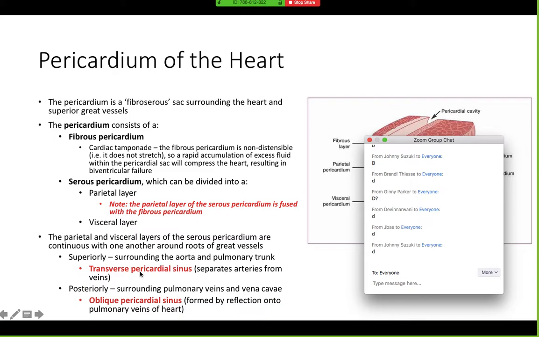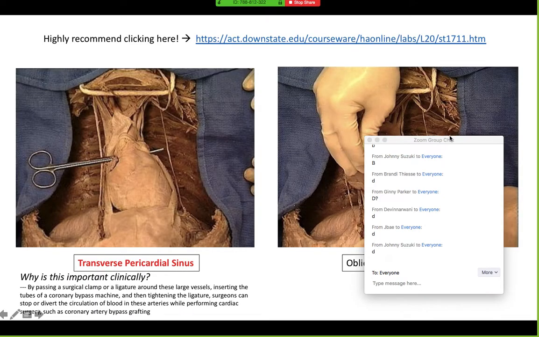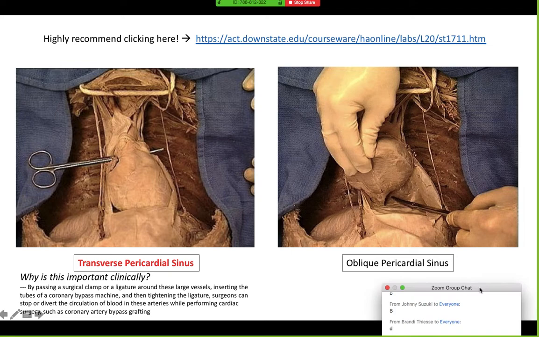All right, and then two important sinuses, the transverse pericardial sinus and the oblique pericardial sinus. And I have pictures of each of these here. You can see the oblique pericardial sinus by just lifting up the heart. If the heart is still in the donor and you lift it up, that's going to be oblique.